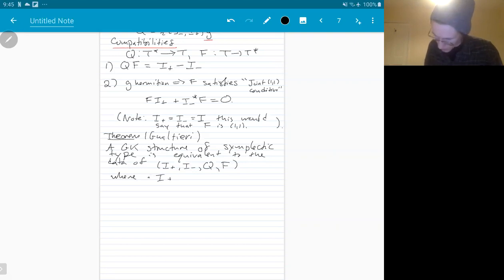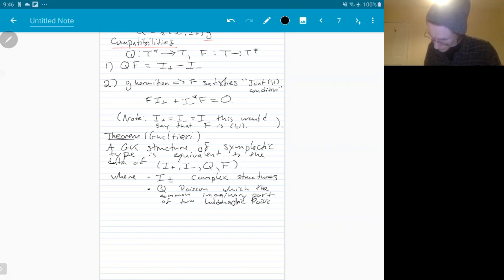where I plus and minus are complex structures. Q is a Poisson structure, which is the common imaginary part of two holomorphic Poisson structures with respect to I plus and I minus. And F is a closed two form.